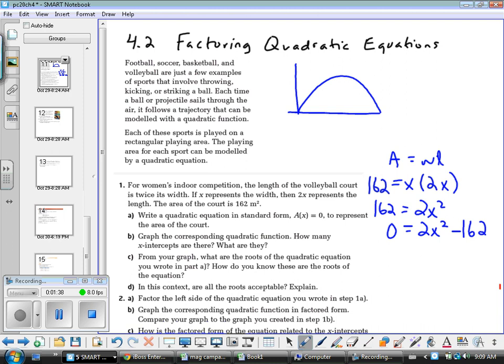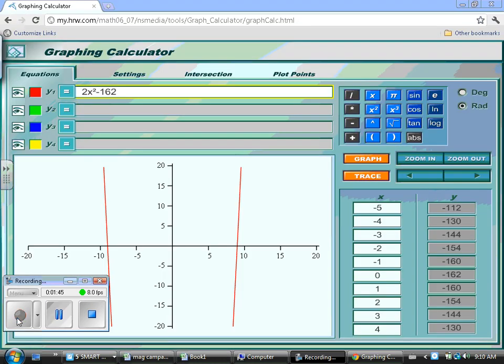If you graph that quadratic function, how many x-intercepts are there? I can just do this one quickly on the graphing calculator. I typed it in, and I can see that I have a graph that opens up. It's my parabola. I know it opens up because my a value is positive. It looks as though it crosses the x-axis at values of 9 and negative 9.